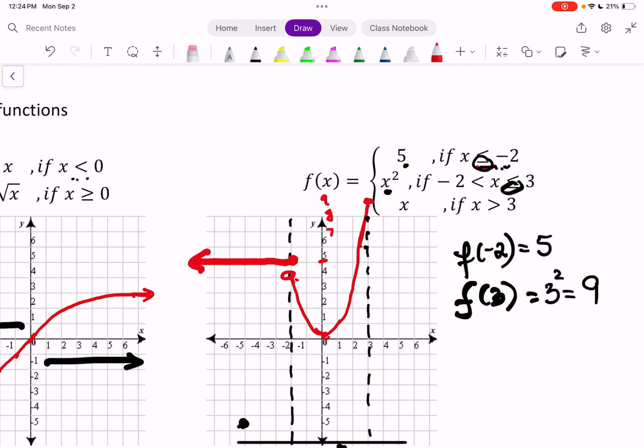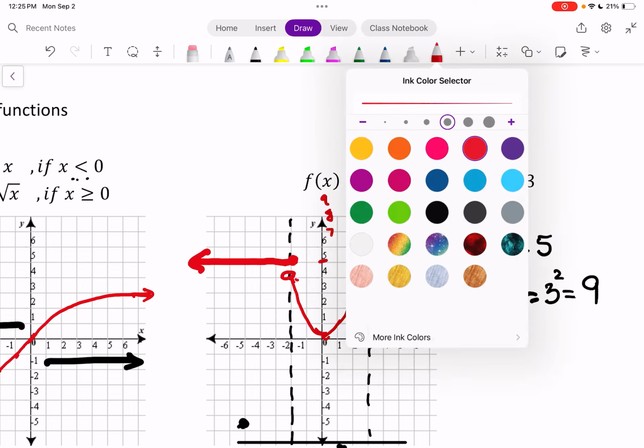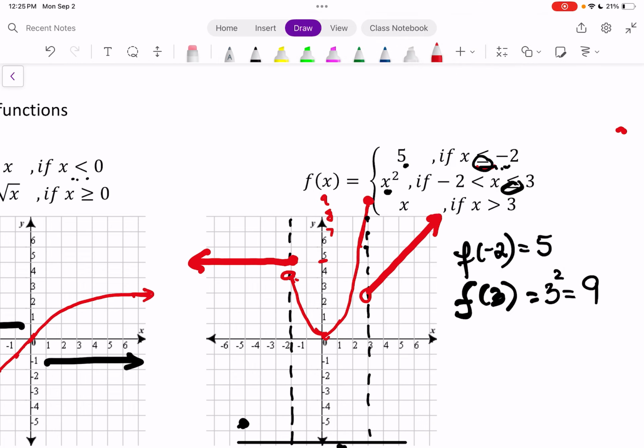Okay. All right, fine. And after 3, it's x. So be careful. 0, 0, 1, 1, 2, 2, 3, 3, and so on. So it's the line, but only after 3. Same thing. The bubbled in point was up here with the parabola, with the x squared function, right? And now with the x. So when x is equal to 3, I have to use the x squared definition.